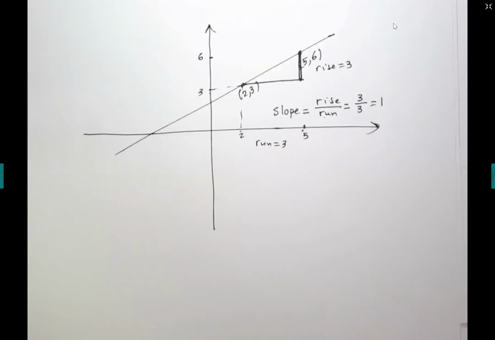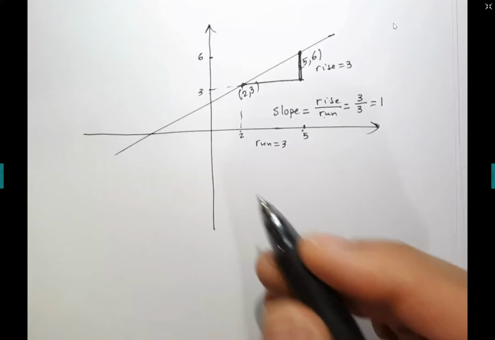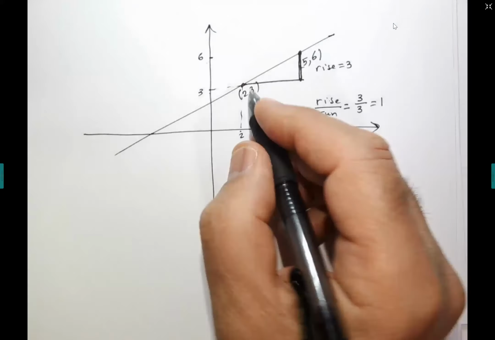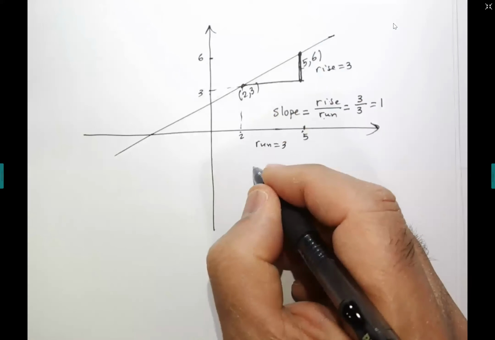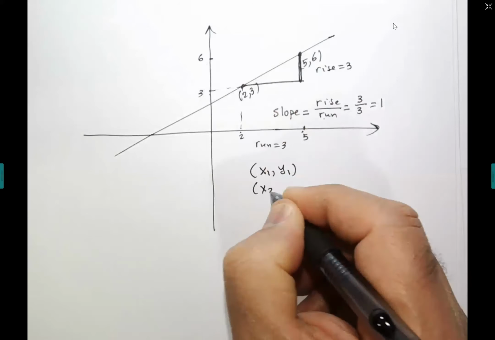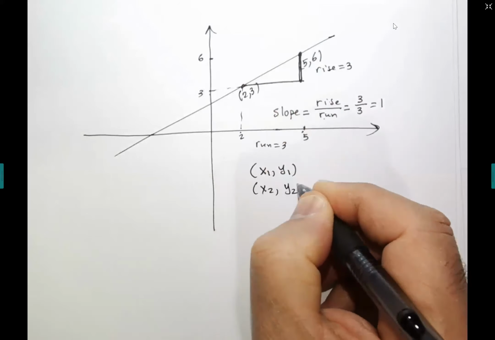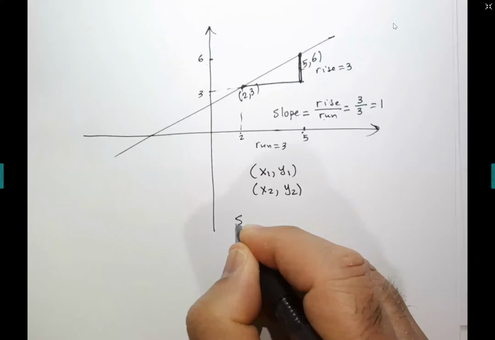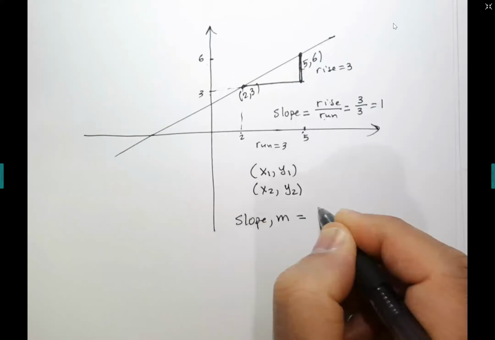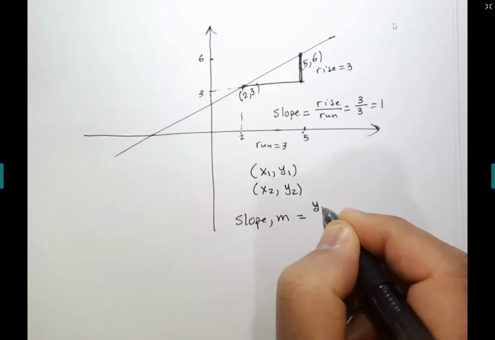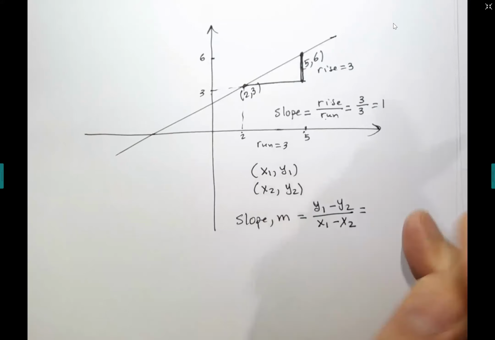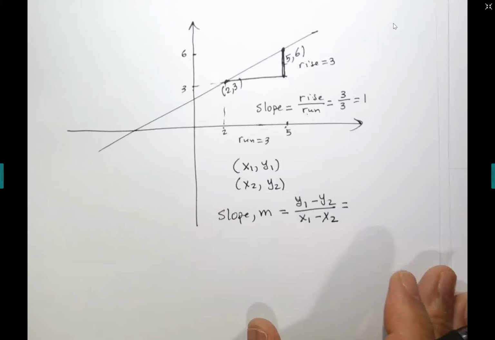Okay, let me give you a formula for how to find the slope. You will be given 2 points. We're going to label the first point x1, y1, and the second point x2, y2. And the formula of the slope, in math they call it M, is y1 minus y2 divided by x1 minus x2. Let me show you that it does work, the way the formula is stated.